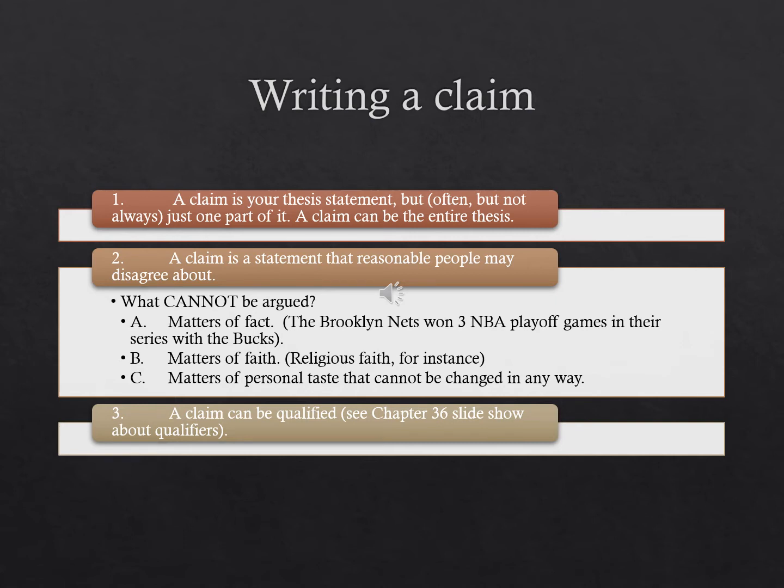A claim is a statement that reasonable people may disagree about. Essentially, what can be argued. So, what cannot be argued? Matters of fact, for instance. The Brooklyn Nets won 3 NBA playoff games in their series with the Bucks. They lost last night, so they're going to have to play a final game on Saturday to determine who goes to the next round. What also cannot be argued?